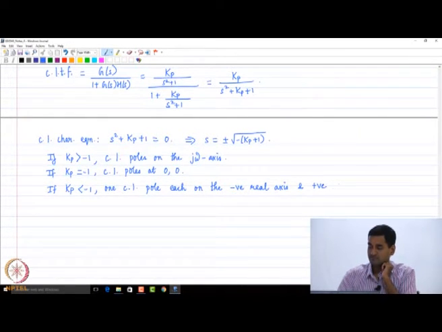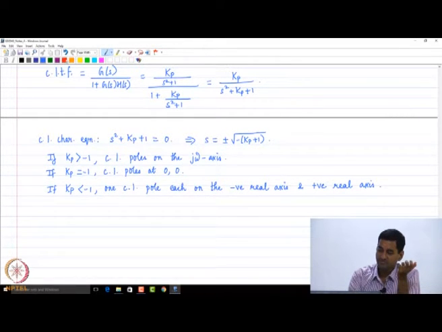Okay, I hope you agree, right? That's what will happen, and Kp is less than minus 1, right? So irrespective of what range of Kp we choose, between minus infinity and plus infinity, is there any value of Kp that will essentially achieve closed loop stability for this system? No.